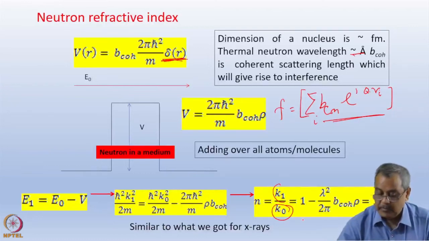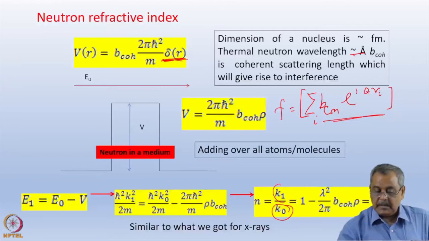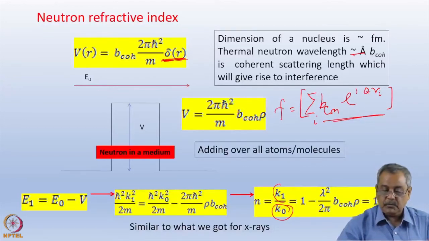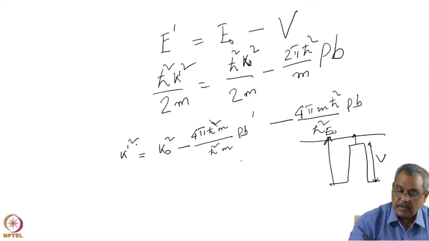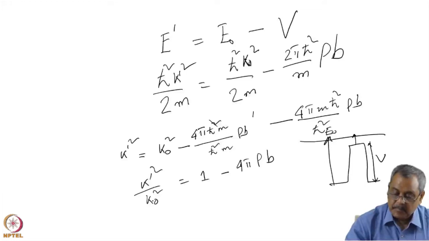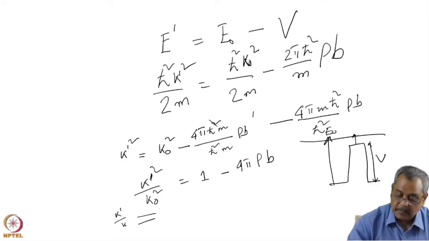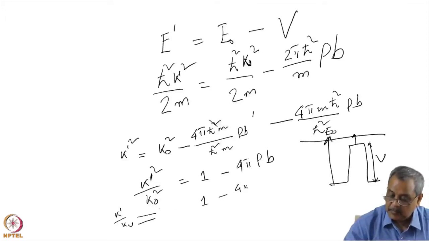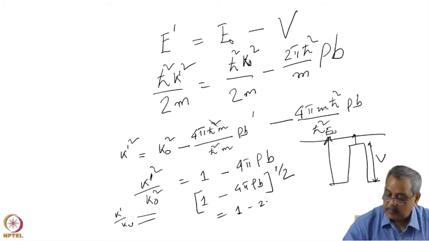So k1 by k0 is given by, from here I can just write k1 square by k0 square equal to k1 square k prime square by k0 square equal to 1 minus 4 pi rho b. If I take the square root of k prime by k0, this will be 1 minus 4 pi rho b to the power half, which is equal to 1 minus 2 pi rho b.